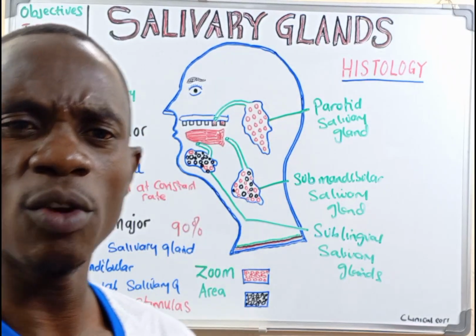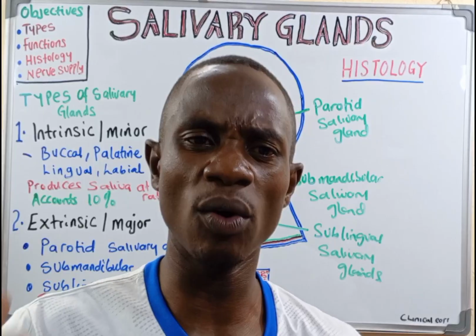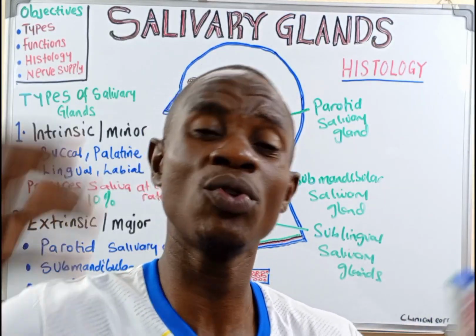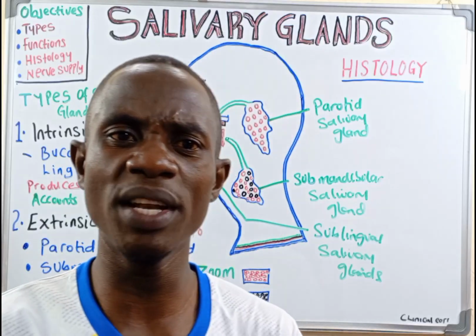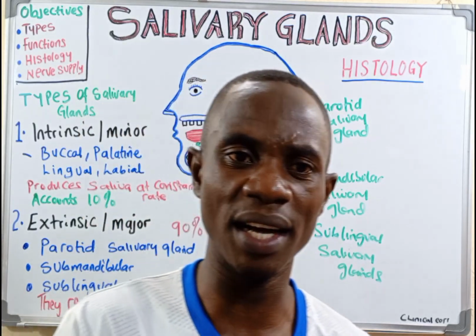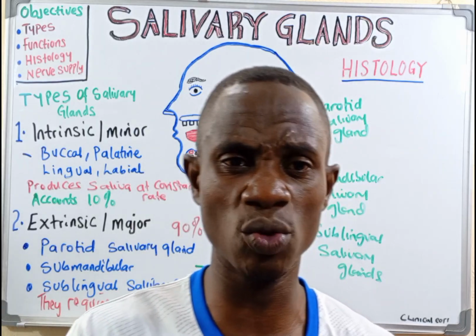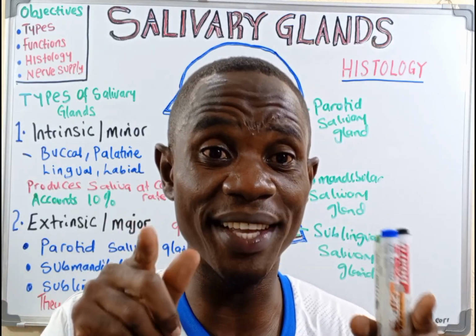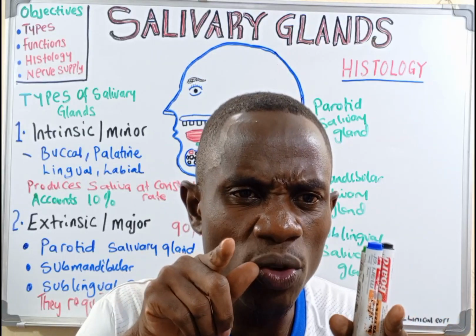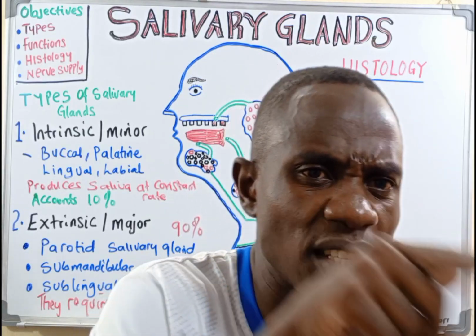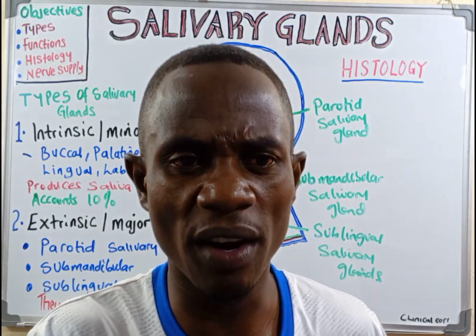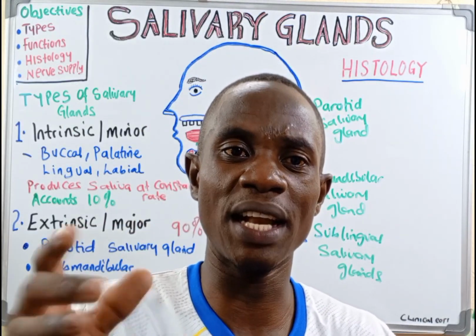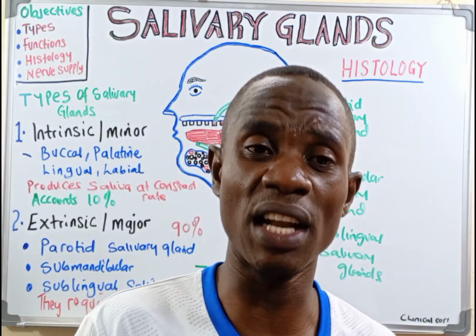So you may ask yourself, if they are outside the oral cavity, how does the saliva leave these salivary glands to the oral cavity? What do you think is the route taking the saliva to the oral cavity from these extrinsic salivary glands? It means that these salivary glands have ducts through which the saliva has to move until it flows into the oral cavity. So let's go ahead and see those ducts that allow the flow of saliva from these different extrinsic salivary glands.